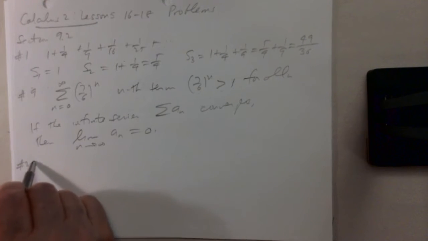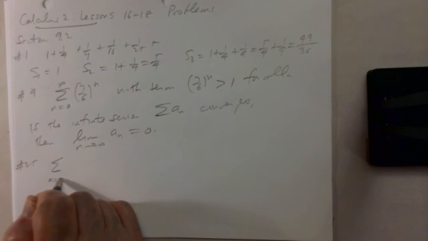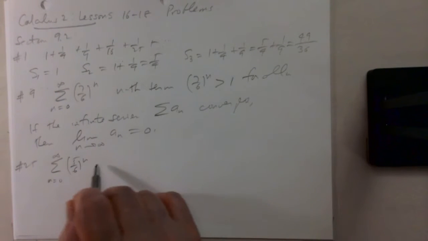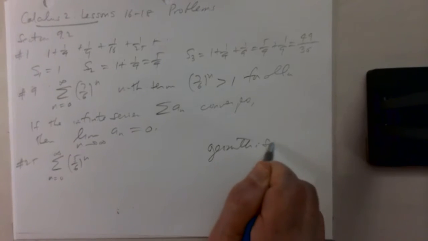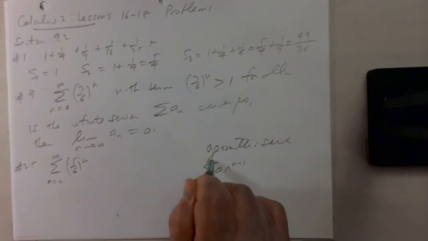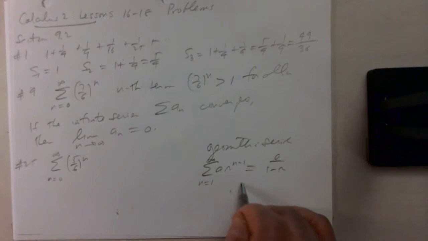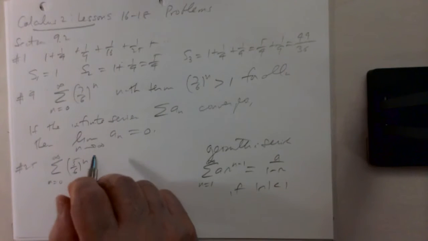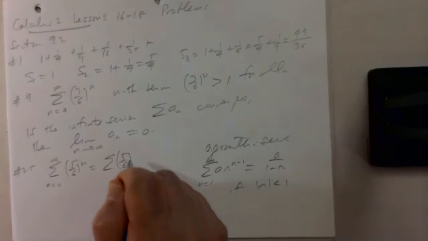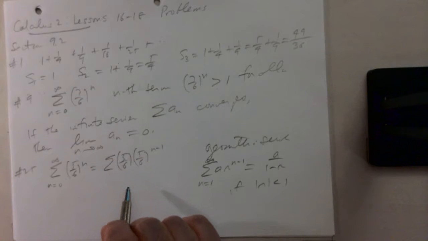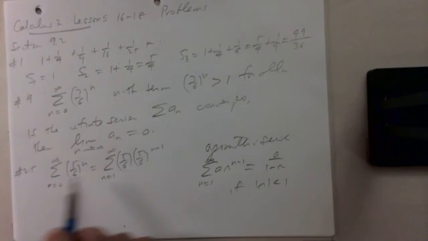Number 25 is the series summation n goes from 0 to infinity of 5/6 to the n. But this is a geometric series. And if you have a geometric series, summation ar to the n minus 1, n goes from 1 to infinity, the limit is a over 1 minus r if the absolute value of r is less than 1. And here, let me write this in this form just to make it look weird. This is the sum of 5/6 times 5/6 to the n minus 1, as n goes from 1 to infinity. Right, so this is just 5/6 to the n.